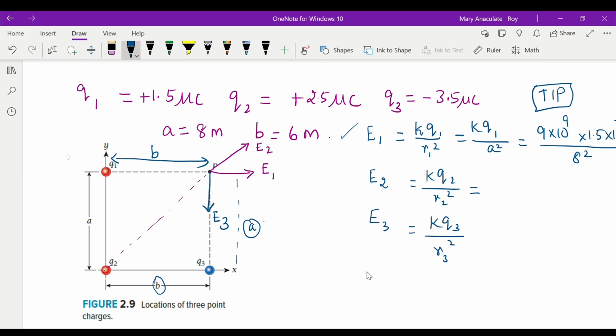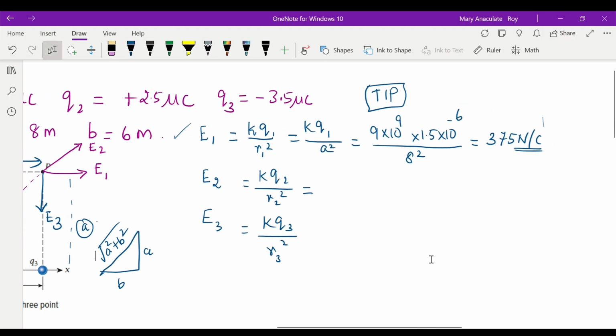Okay, now coming to Q2 distance. Q2 is here, this is your R2, but do we know the distance here? It's not given in the question. We use our math skills again. This is the square root of A squared plus B squared, because it's a right-angled triangle with sides A and B. So you have a triangle like this with the sides, this is A, this is B. The third side you can find by using A squared plus B squared.